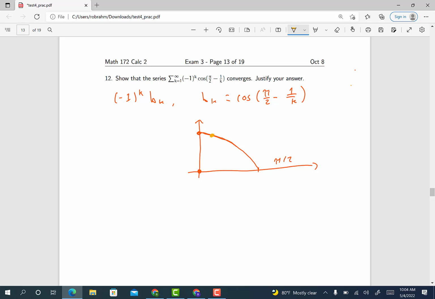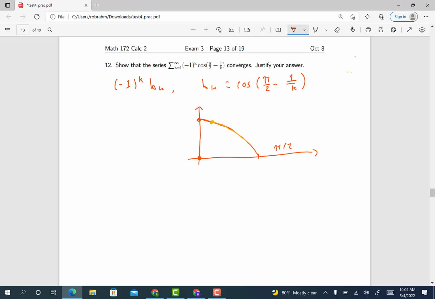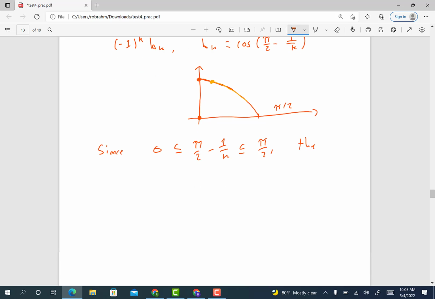As k increases, 1 over k goes to 0, and so we're steadily getting closer and closer to pi over 2. But at any rate, for k between 1 and infinity, cosine of pi over 2 minus 1 over k is going to be positive, because we're always going to be on this part of the graph. Since 0 is less than or equal to pi over 2 minus 1 over k, and this is clearly less than or equal to pi over 2, the graph shows that the b_k's are always greater than 0.